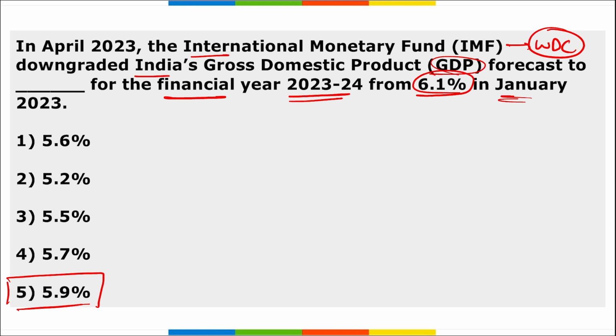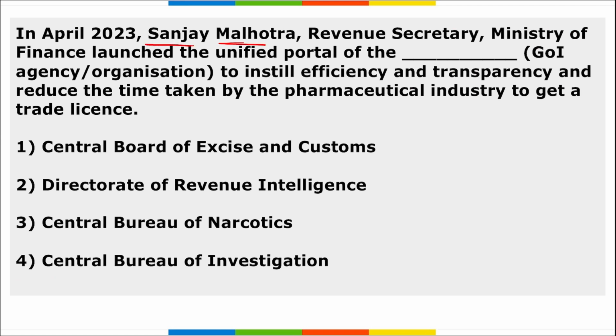5.9%. Next, Sanjay Malhotra, the Revenue Secretary of the Ministry of Finance, has launched a unified portal, that is Central Bureau of Narcotics, to instill efficiency and transparency and reduce the time taken by the pharmaceutical industry to get a trade license. That is your Central Bureau of Narcotics. So the correct option is option C.